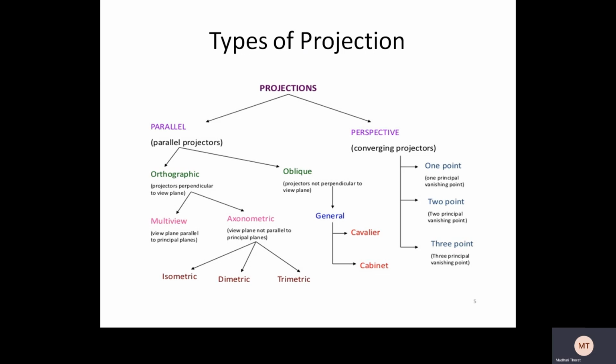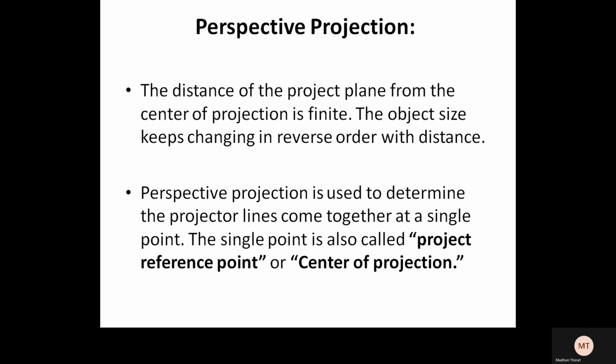Next we see the types of perspective projection. Perspective projection is divided into three parts, that is 1 point projection, 2 point projection and 3 point projection. The 1 point projection has one principal vanishing point, 2 point projection has two principal vanishing points, and 3 point projection has three principal vanishing points. We will discuss each and every type in brief.